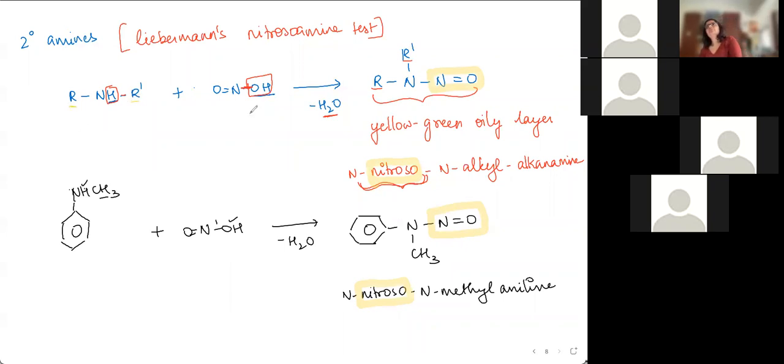Also, because of the R group and the steric effect, this favors an elimination reaction where water is lost here. That's a major difference compared to a primary amine. So if nitrogen gas is formed, it means it's a primary amine. If you have a yellow-green oily layer formed in the test tube and no gas being produced, that means it's a secondary amine.